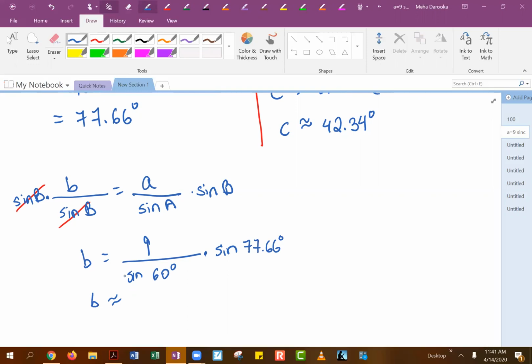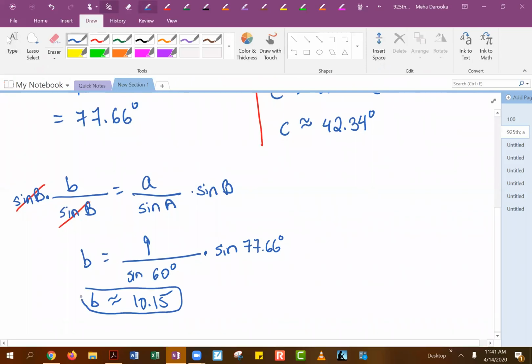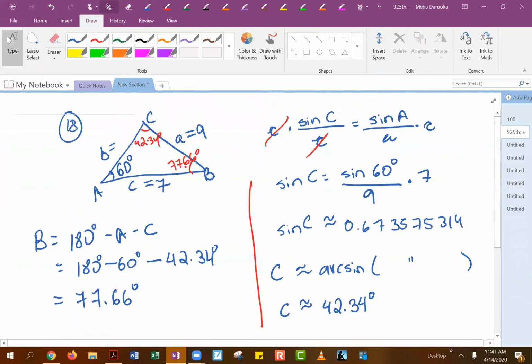I got 10.15. 10.15, okay. And that's again two decimal places. Alrighty, 10.15 for side B. Any questions on this one? Nope. Okay, so just two different ways of how we can come up with answers based on what information is given to us.